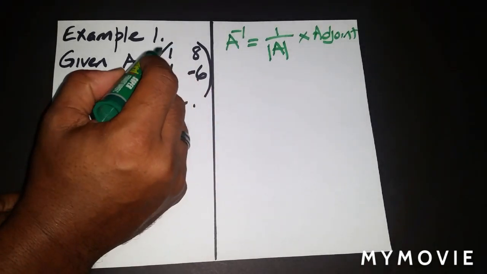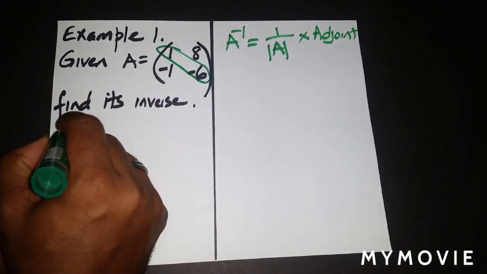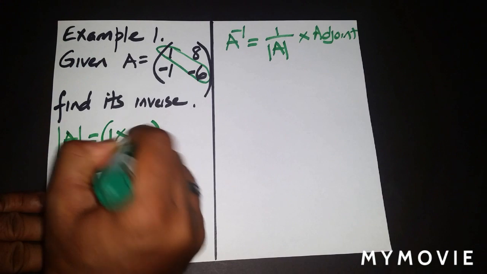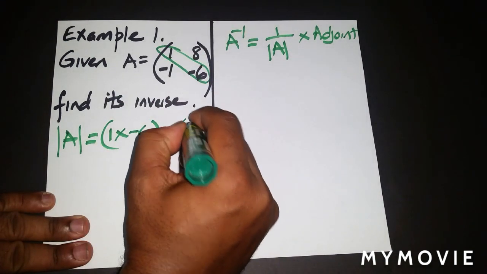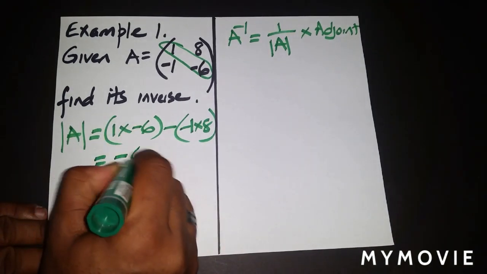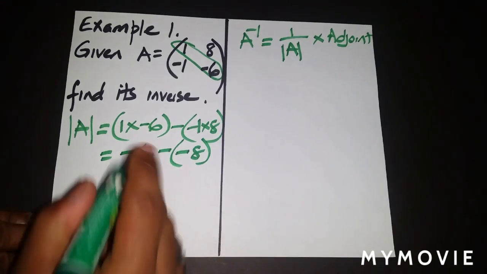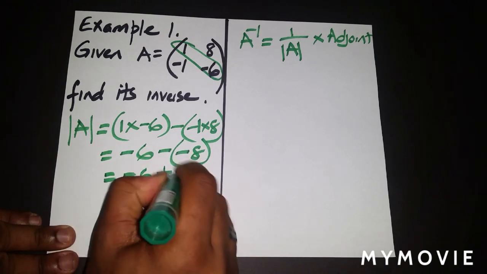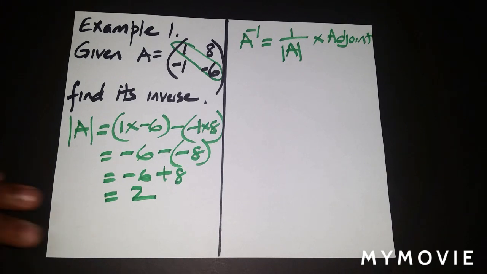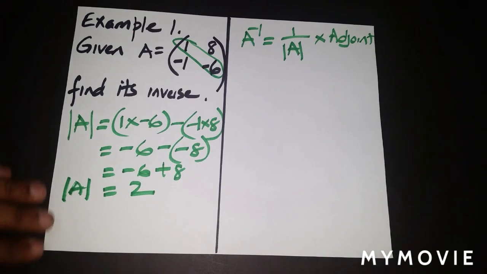So again, the elements in the leading diagonal would be this. Always remember that. The first thing we need to find is the determinant, and the determinant is equal to the product of the elements in the leading diagonal minus the product of the other two elements. Simple as that. So what we have here is -6 minus -1 times 8, which is -8. So we have -6 plus 8, and that will give us a determinant of 2. So we know what the determinant is. It is 2.